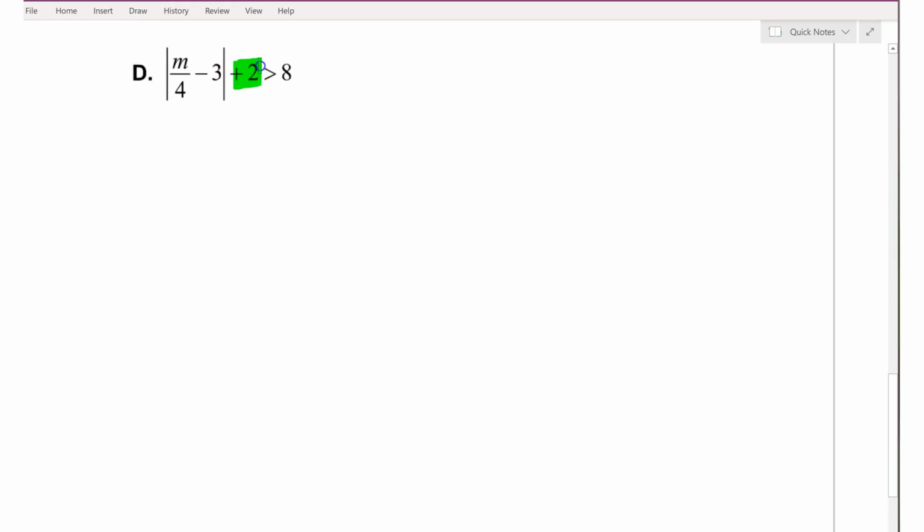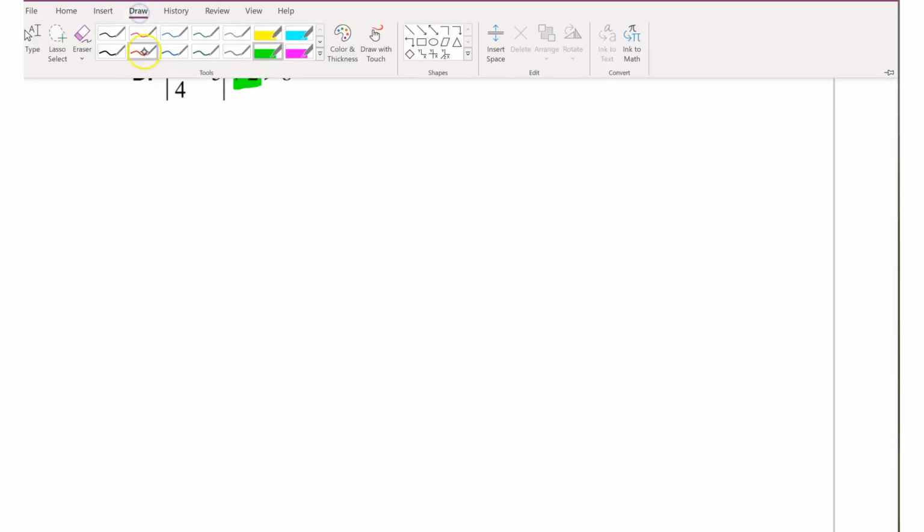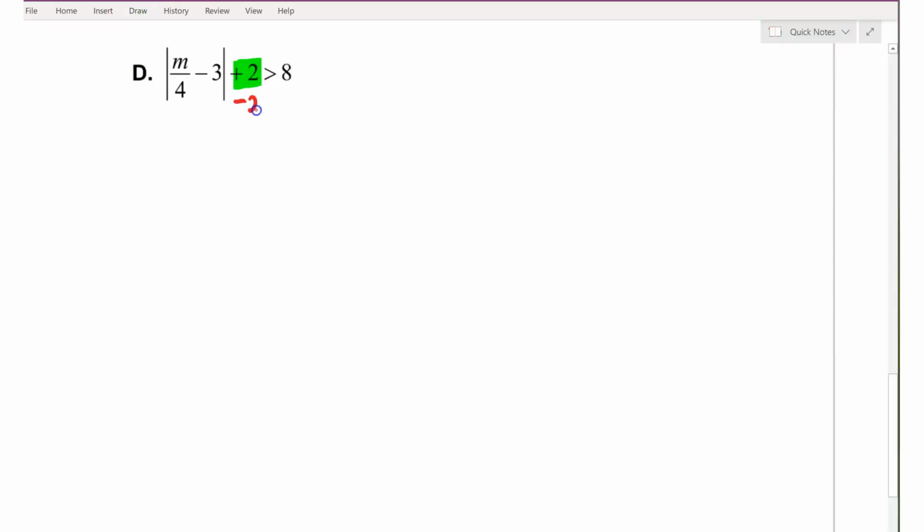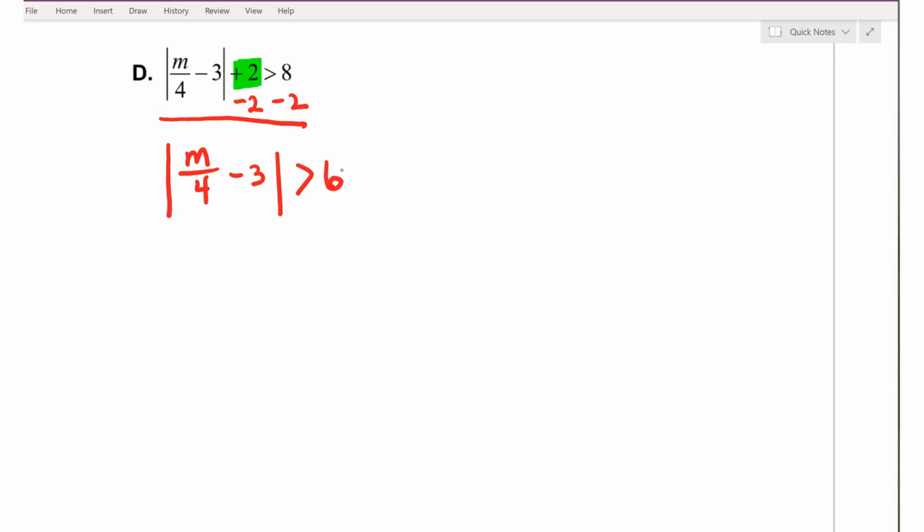Once again, we have to address the 2. So what we're going to do is subtract 2. People get intimidated by the fraction, but we're going to work this out together. We're going to leave the fraction the way it is. We have m divided by 4 minus 3, and that's absolute value is greater than 6, since 2 minus 2 is 0 and 8 minus 2 is 6.